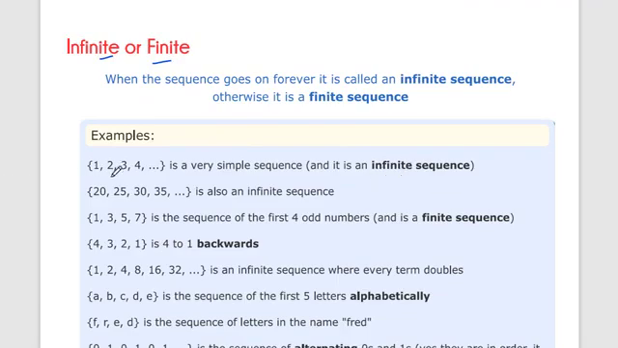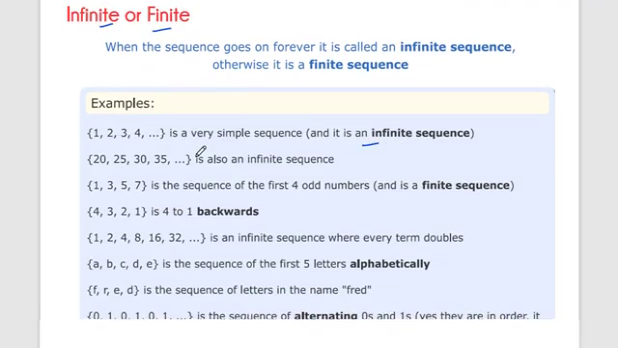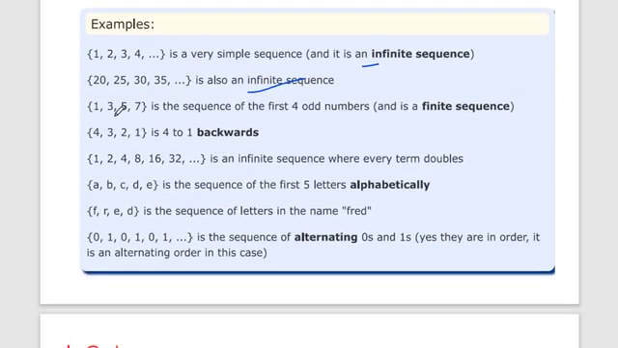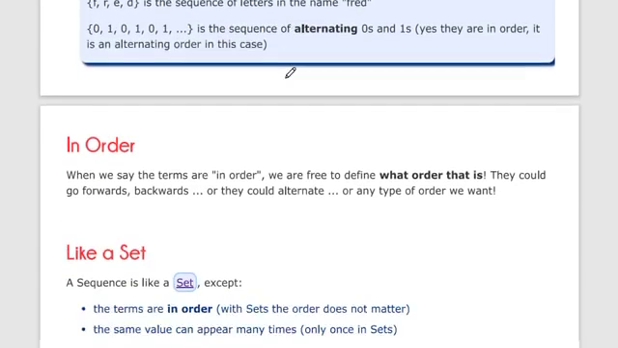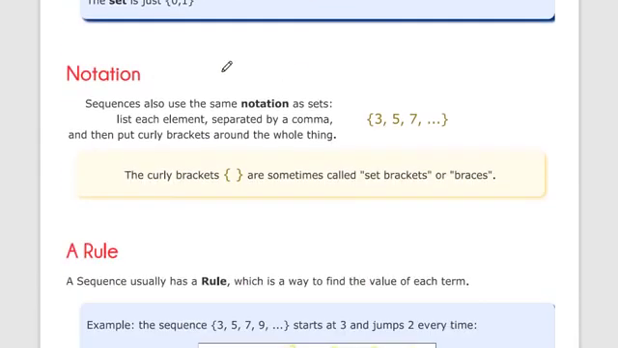So they have given examples. This is an infinite sequence, given here for odd numbers. This is a finite sequence, written backwards. So these are finite and infinite sequences. How do we represent the notation? We use set brackets or braces.